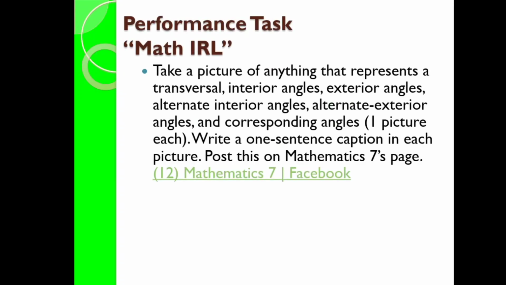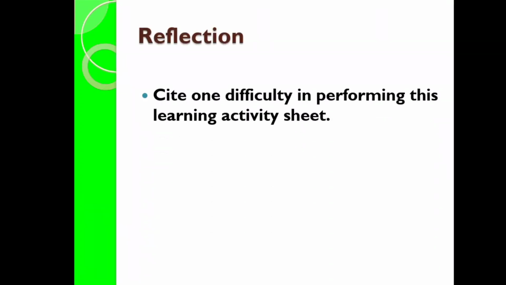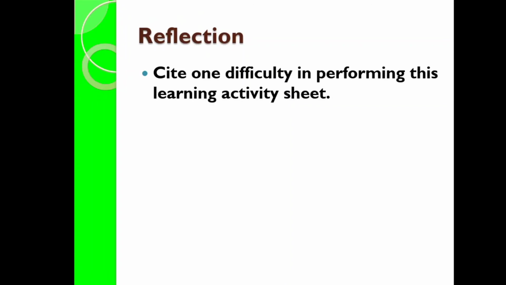Now, for your performance task, still math in real life, you are going to take a picture of anything that represents a transversal, interior angles, exterior angles, alternate interior angles, alternate exterior angles, and corresponding angles, and you need to have one picture each. Write a one-sentence caption in each picture. Post this on the Mathematics 7 page. Do not forget to consider the rubric for scoring. Relevance to the topic 50%, creativity 35%, overall impact 15%, a total of 100%. Mark your difficulty in performing this learning activity sheet.